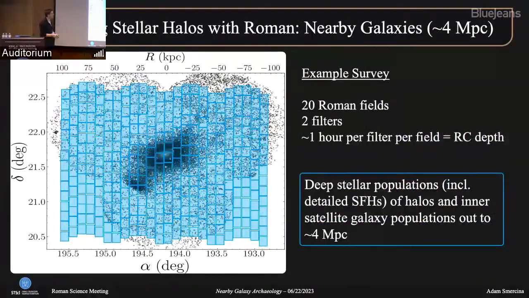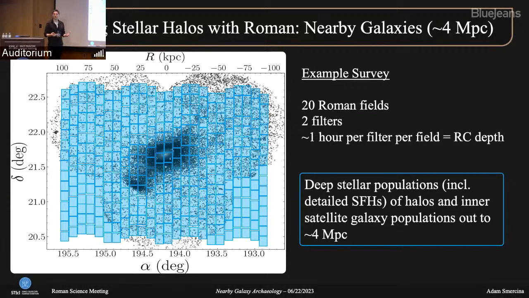An example survey might look something like this. These are 20 Roman fields in this rectangular pattern here. In two filters, again, an hour per filter per field, you can reach the red clump depth or calculate detailed star formation histories for the stellar halo populations across this entire halo out to 100 kiloparsecs or so in every direction from the central. This is something that has never, ever been possible before.